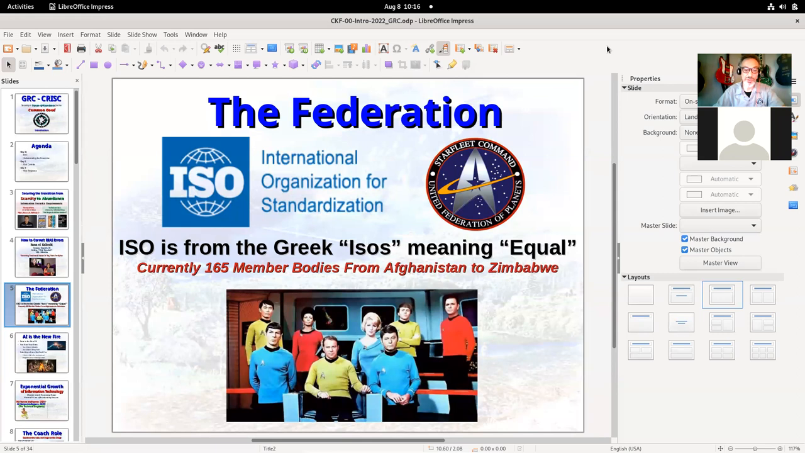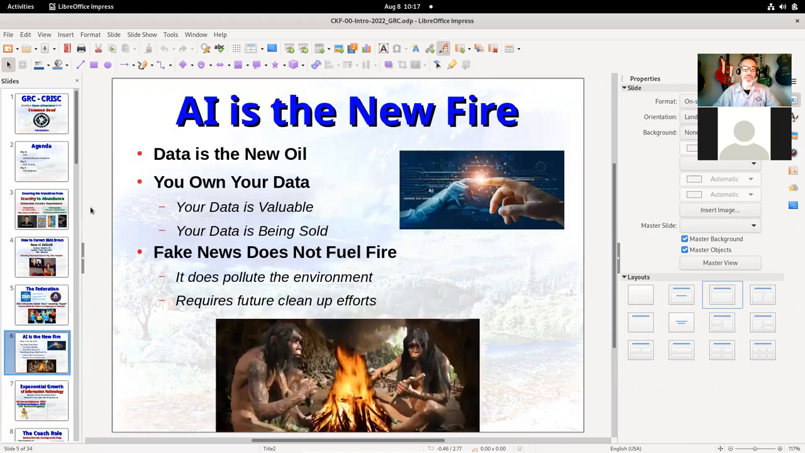In fact, the word is not an acronym. It comes from the Greek to mean equal. And we try to treat each other equal from Afghanistan to Zimbabwe. Actually, it's now 167 members, I believe, this year. We added two more. Now you've got to update your slide. So that's our enemy. Our enemy is bias, to mitigate those errors. Right? And AI is the new fire and data is the new oil and your data is valuable.